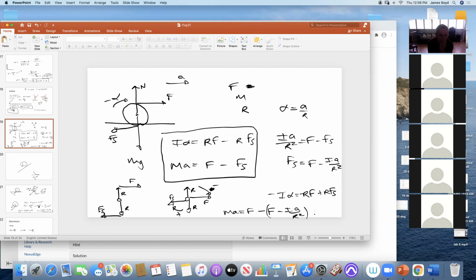And I have a problem. I have a really big problem. This doesn't work. If you look at this, this becomes 0. This becomes positive, so I have MA is I A over R squared, and A goes away. So what am I supposed to do here? How am I supposed to solve this? Well, turns out there's an easy way to solve this.